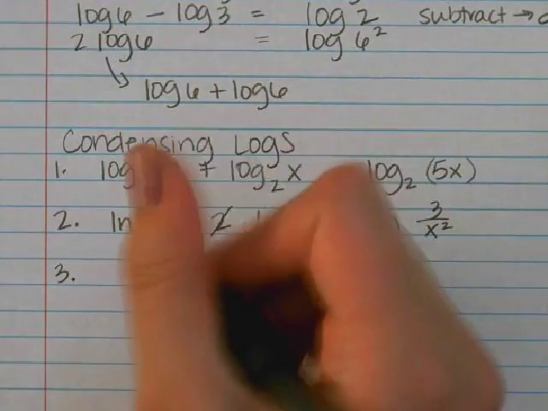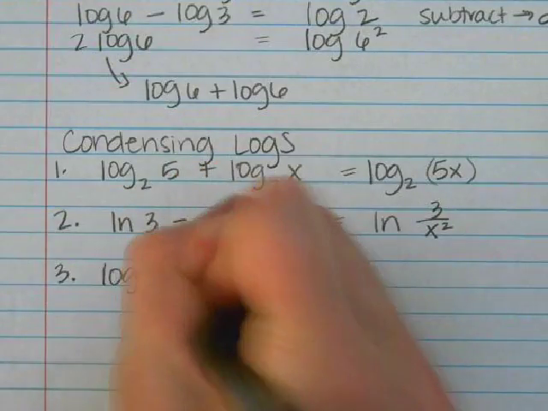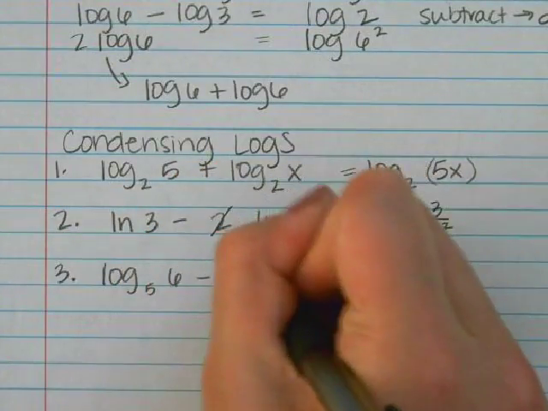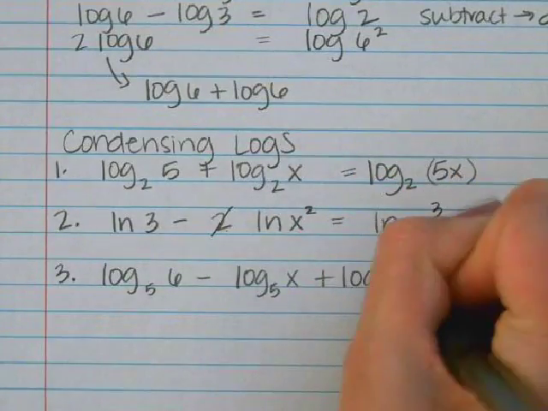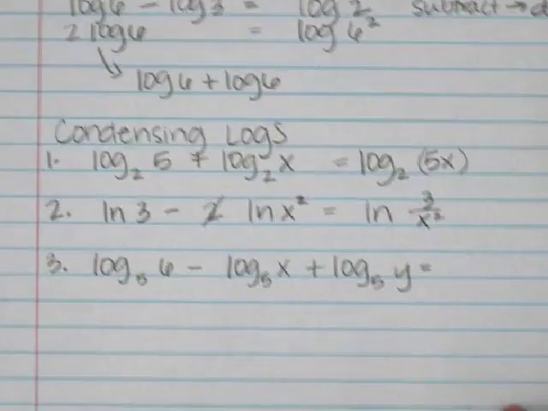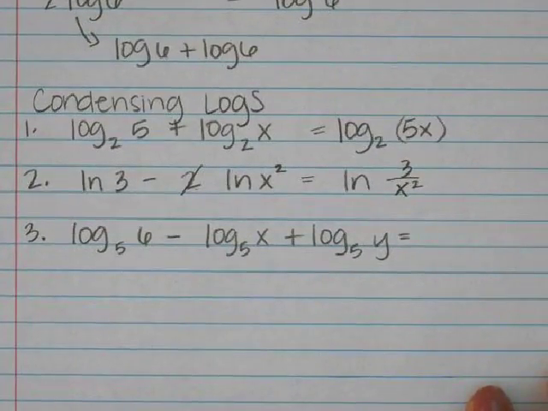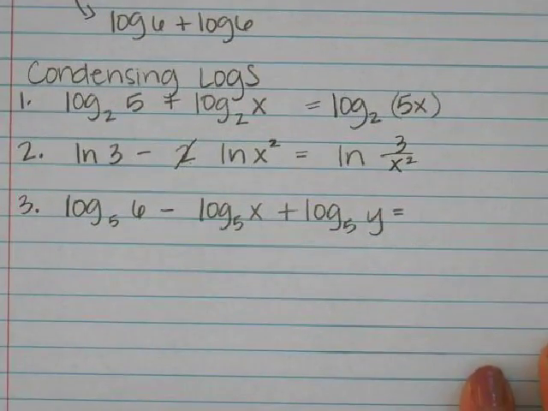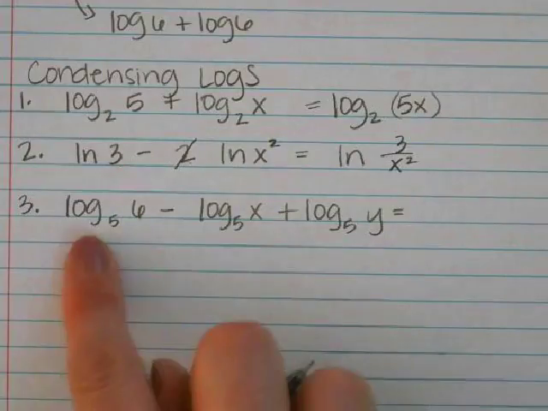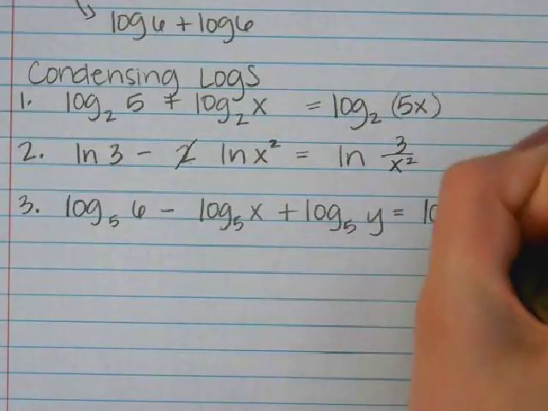All right, I'm going to give you 3 this time. So log base 5 of 6 minus log base 5 of x plus log base 5 of y. You gotta condense. So we're going to condense. All the logs are the same. So we get to write the word log one time.